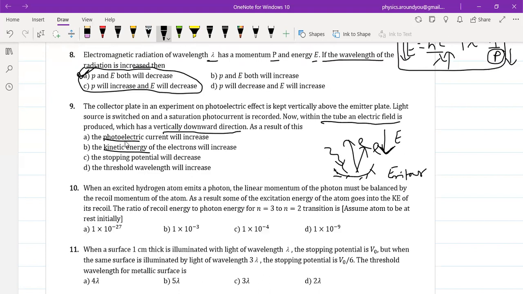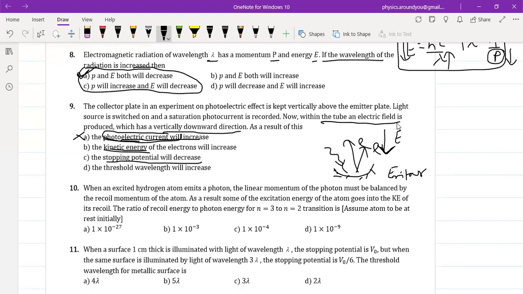Will something happen to photoelectric current? No, because photoelectric current depends only on the intensity of light which I'm shining. So option A is false. What will happen to stopping potential? Or what will happen to kinetic energy? Let's have a look at kinetic energy.